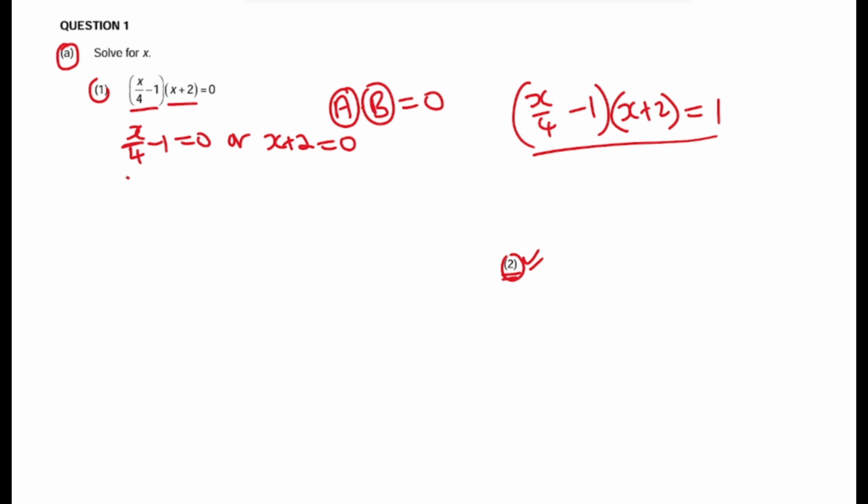So what we do here, x over 4 is equal to 1. Then we multiply by 4 on both sides of the equation. x is equal to 4, or x is equal to negative 2. Then you get your 2 marks. That is question 1A1.